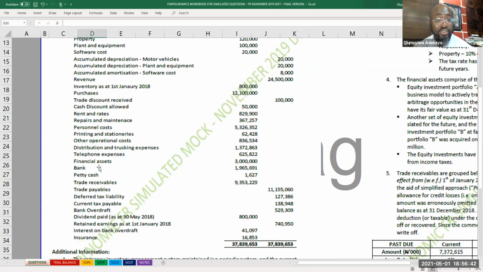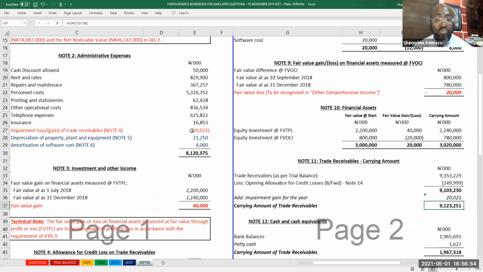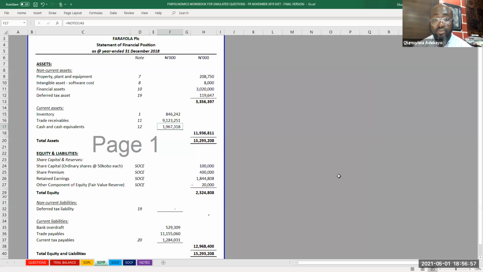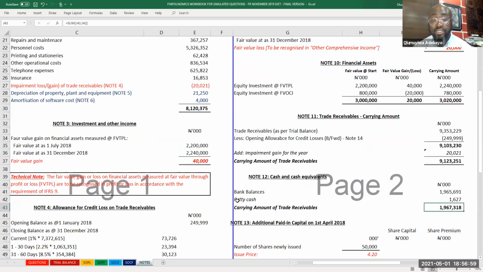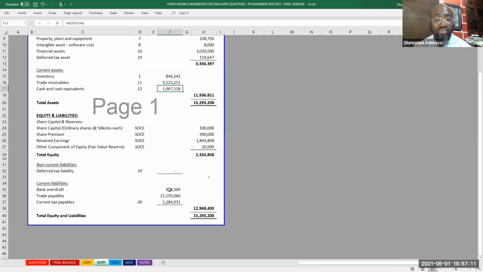These are cash and cash equivalents. Where is it? Okay, petty cash and bank balances. Therefore, you can also check it from the breakdown I did there. Petty cash and bank balances. And you can see it here, bank balance and petty cash balance. You don't offset overdraft with it. Overdraft will be shown separately as a current liability. And that's why when you come to current liability, you see bank overdraft sitting on its own. You don't offset it because it does not pass the rule of offsetting.